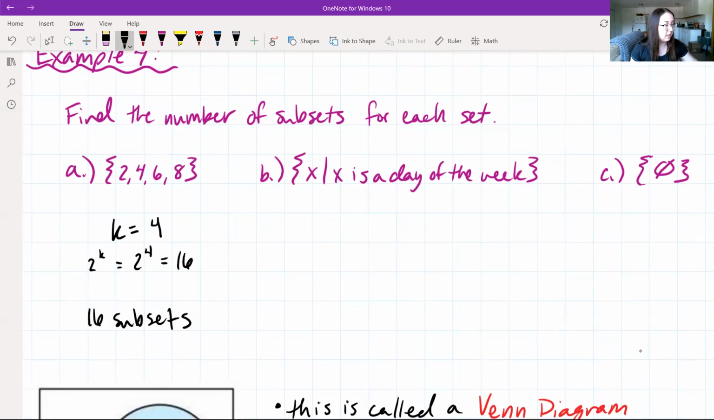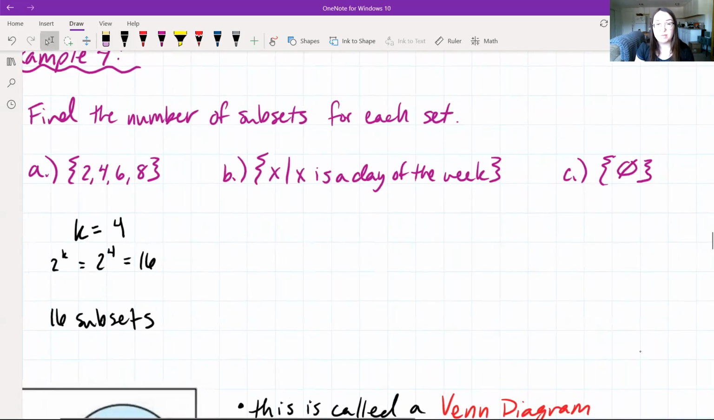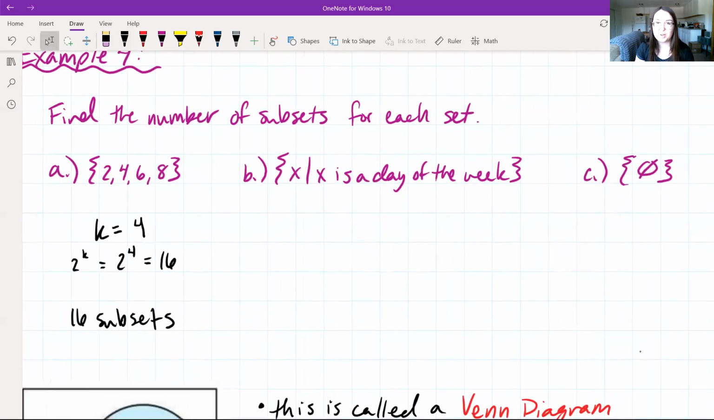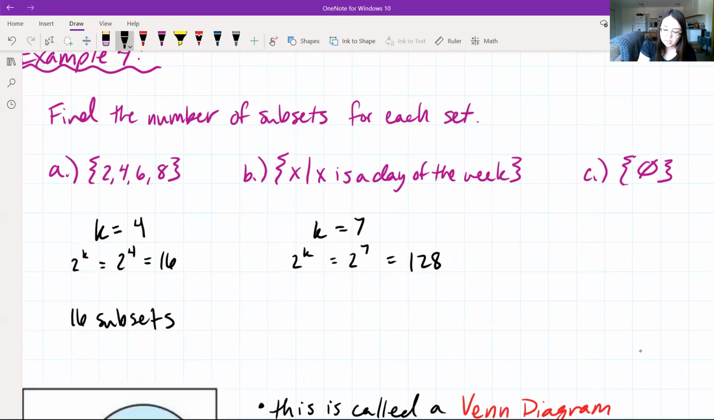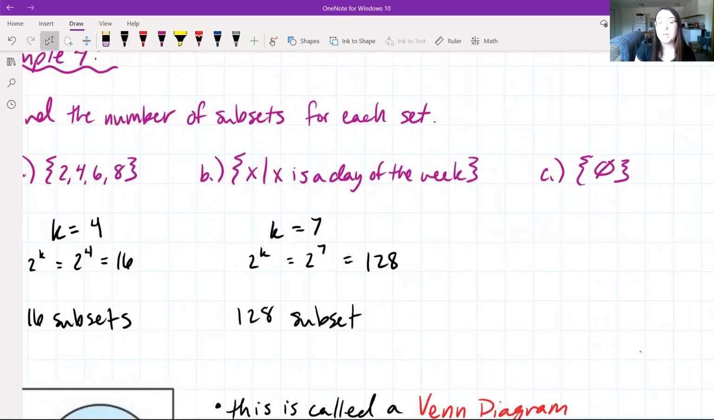Now for B, we're thinking about X, where X is a day of the week. Well, we know how many days in the week there are: 7. So this means that k is going to be equal to 7. Now with our property, we know 2 to the power of k. This is going to be equal to 2 to the power of 7, and 2 to the power of 7 is equal to 128. So this means there are 128 subsets in the set of X being the day of the week. Technically, this will be the set of 1 through 7.